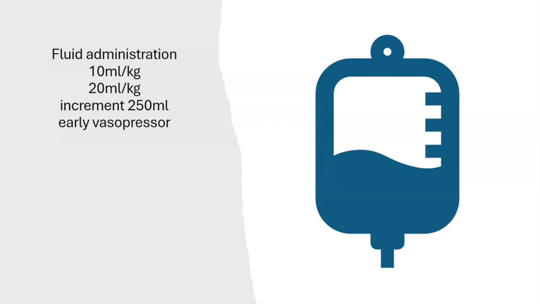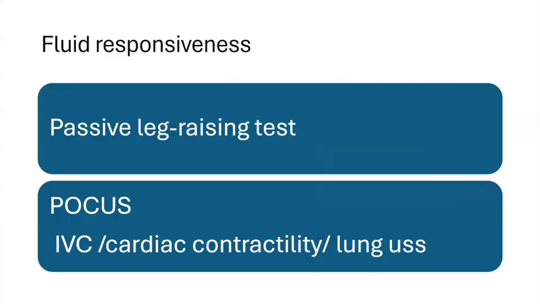But during that, you need to think whether the patient can tolerate fluid or still requires fluid, and you may need to start an early vasopressor in that case. How to do that? For fluid responsiveness in the initial phase, we can't go for very high-end tools, so we need to use some bedside tools.